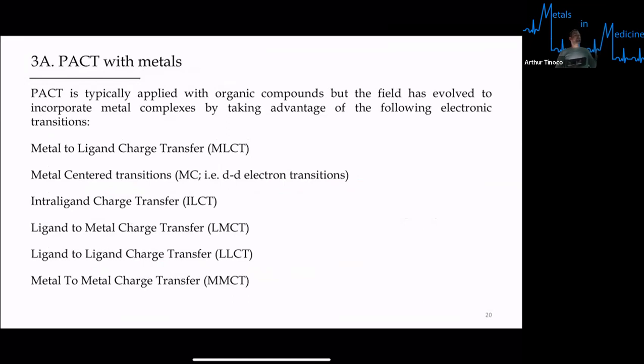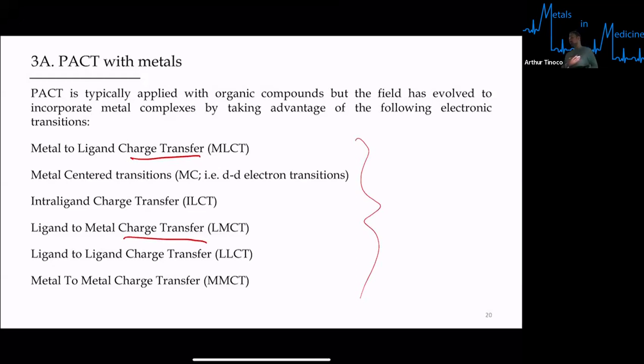So PACT typically is applied with organic compounds just because you can take advantage of their absorption properties. But the field has now evolved really to incorporate metals. And we have not talked about all of these type of transitions, but there are a lot of different transitions that you can exploit depending on the type of ligands that you use and the type of metals that you take advantage of. You have the standard charge transfer type of electronic transition, so metal to ligand or even ligand to metal. You also have the metal-centered transition.